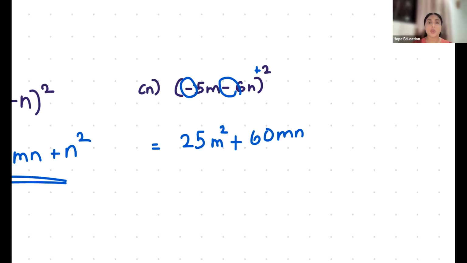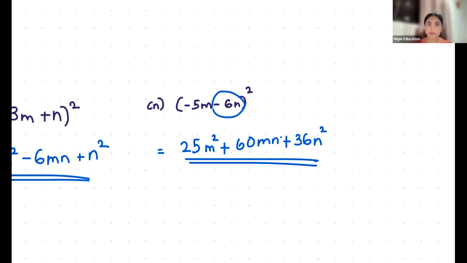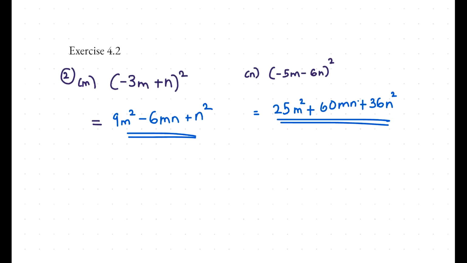Then we take the square of the second term. What is my second term here? Minus 6n. So minus 6n squared means minus 6n multiplied by minus 6n. Okay. So let's first square the number. 6 times 6 is 36. N times n is n squared. Minus times minus is plus. So that's how we get this answer. Did you all get these answers, Samay, both for the m and n? Give me a thumbs up. Yes. Okay, others also?